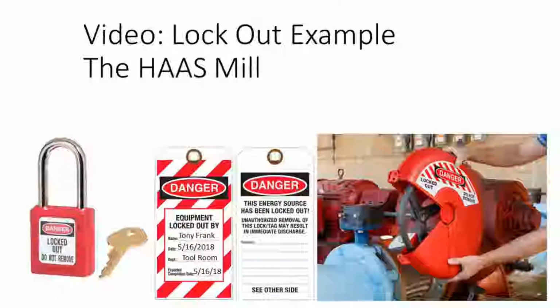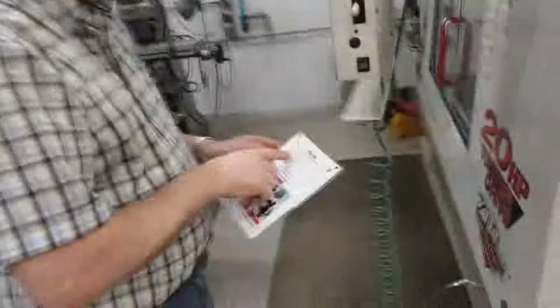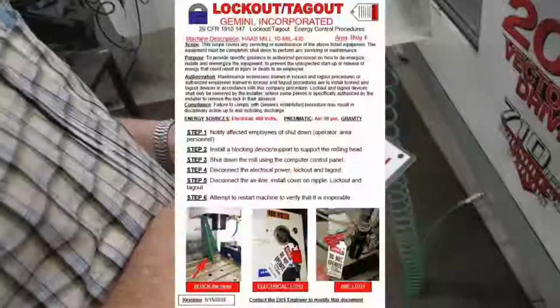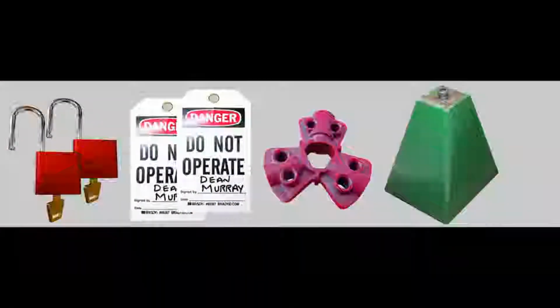Now that we've gotten some basic definitions covered and you understand what a hazard zone is, let's watch as Gemini tool and die maker Tony Frank walks us through the locking out and blocking out of his Haas CNC milling machine. The first step in conducting any lockout is to review the procedure for that machine. This is a good time to make note of the tools you'll need to conduct a lockout and/or blockout of the hazardous energy in that machine.